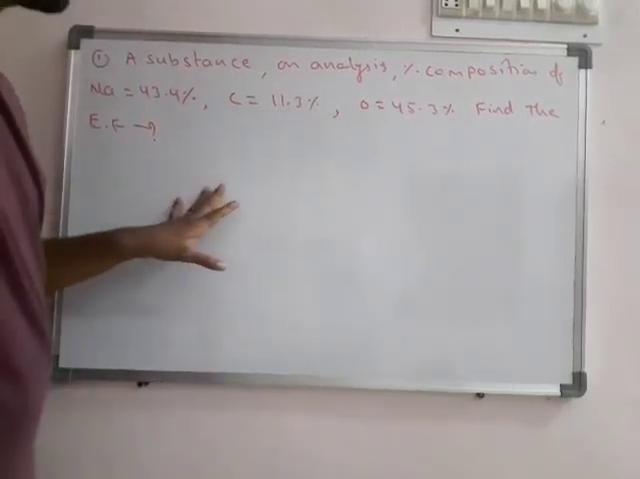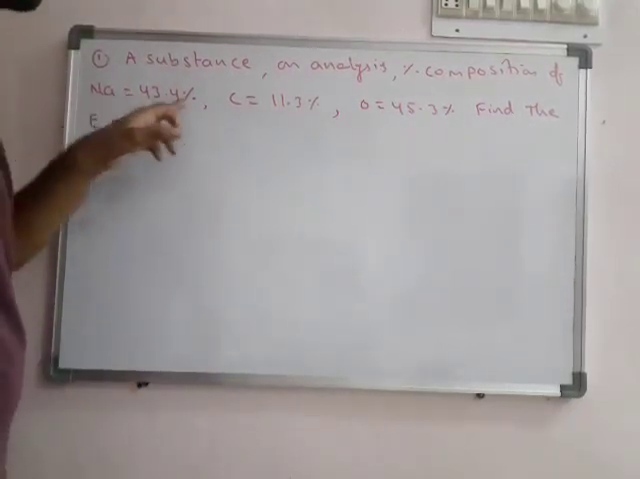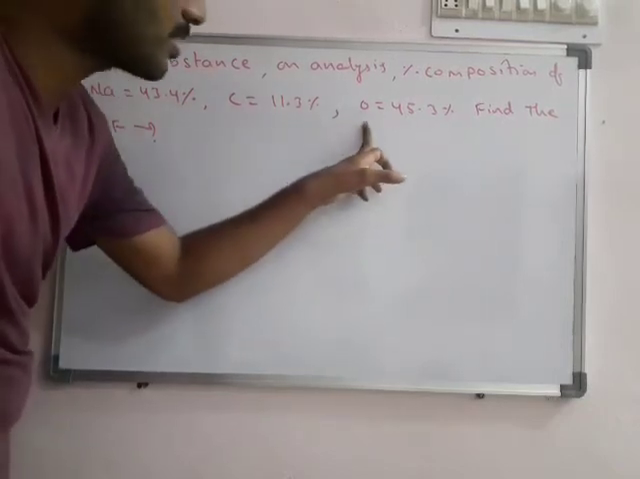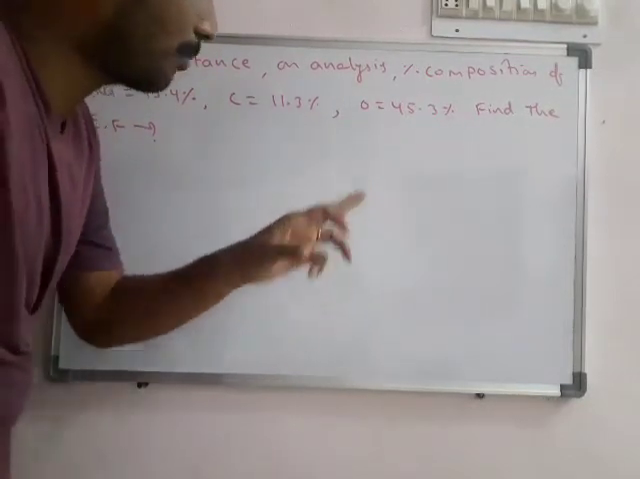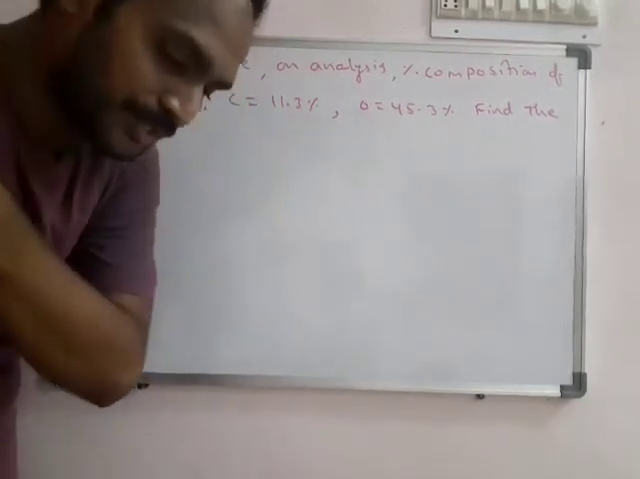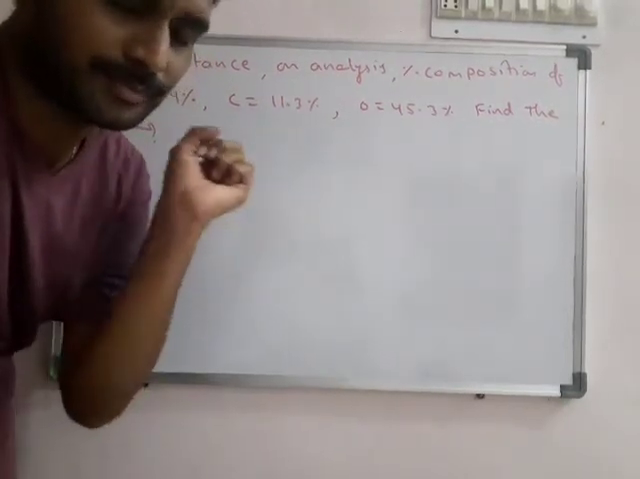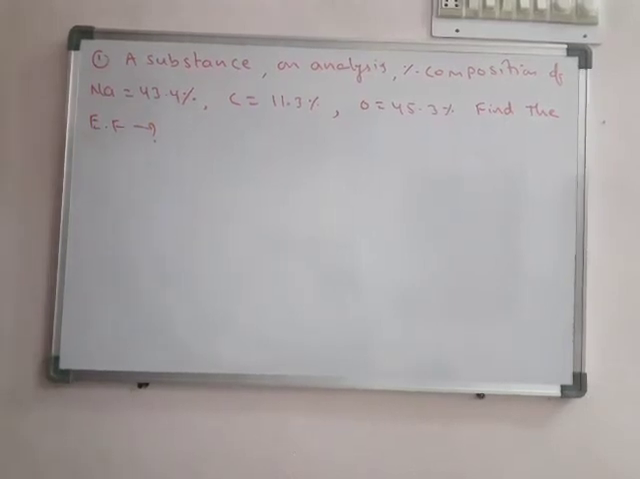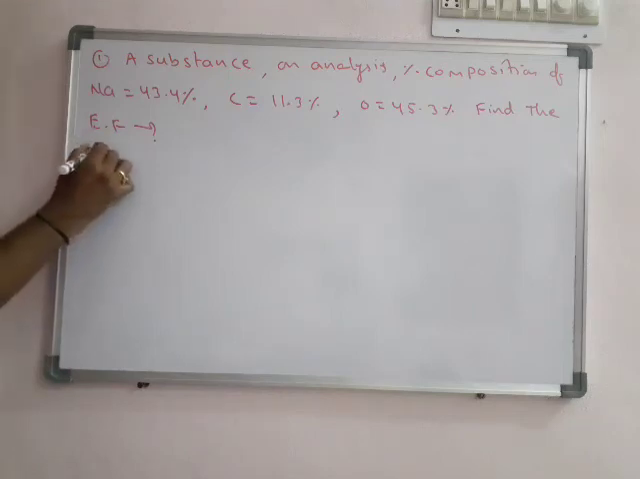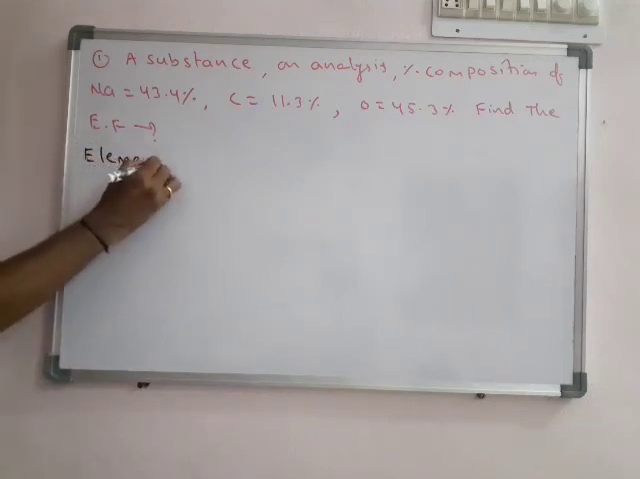Which elements are present in the unknown substance? Sodium is present, carbon is present, oxygen is present. Okay, there is a substance with this three-element combination. So for that substance we need to find out the empirical formula. Okay, so what are the steps? To find out the empirical formula, first we see the process for the first problem clearly.